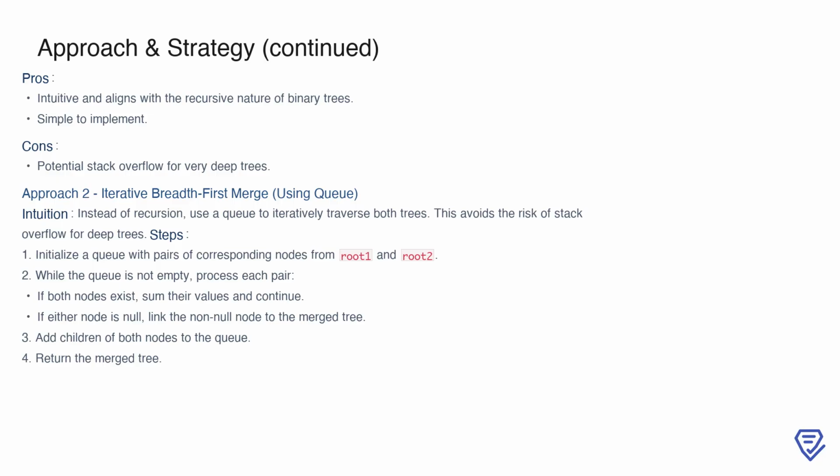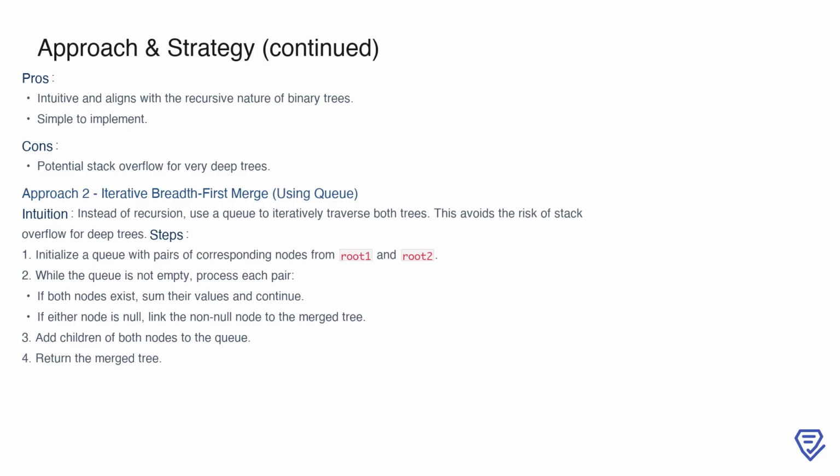To address this limitation, we can consider an alternative iterative breadth-first approach using a queue. Here, instead of recursion, we use a queue to traverse the trees level by level. This avoids stack overflow issues and provides more control over the traversal order.